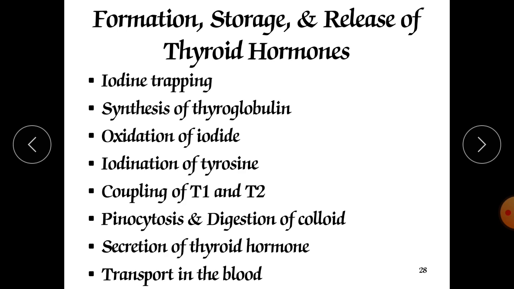Now we will discuss the formation, storage and release of thyroid hormones. The first point is iodine trapping. In this whole process, we will discuss how T3 and T4 are formed and how their interconversion occurs. First of all, we should know the role of iodine here. Iodine is very important for the production of thyroid hormone.